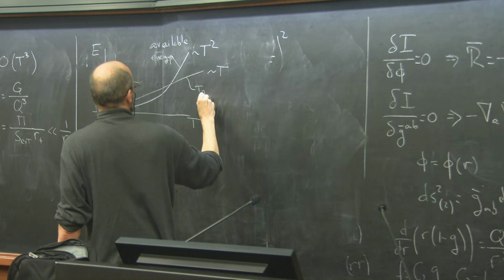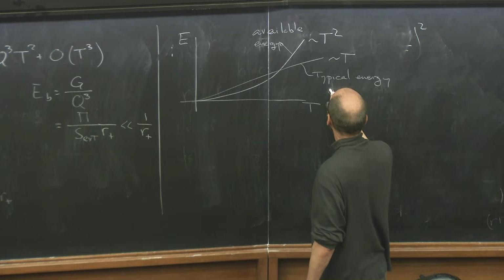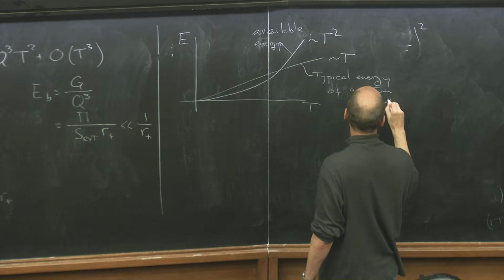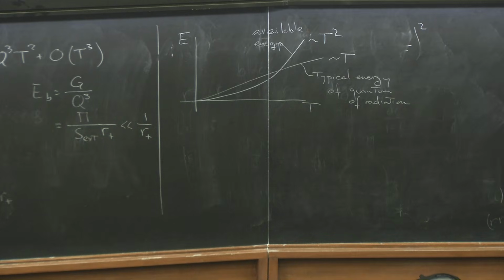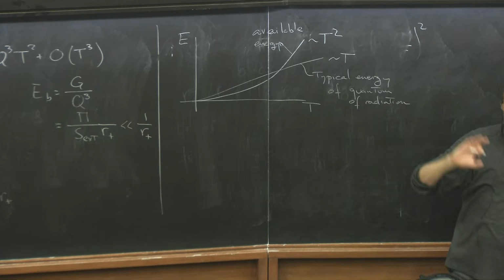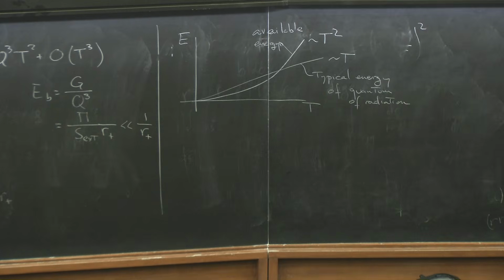And this is the typical energy of a quantum of radiation. If you are at very large temperatures, everything is fine: you have a lot of energy, you emit one quantum, and that's a small perturbation of your system, a small disturbance. That's a situation where we can do normal thermodynamics. Small fluctuation, emission of a Hawking quantum, it's a small fluctuation in the system.